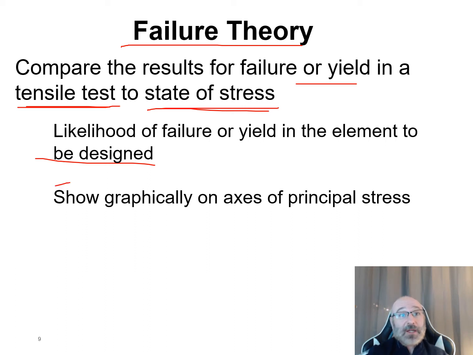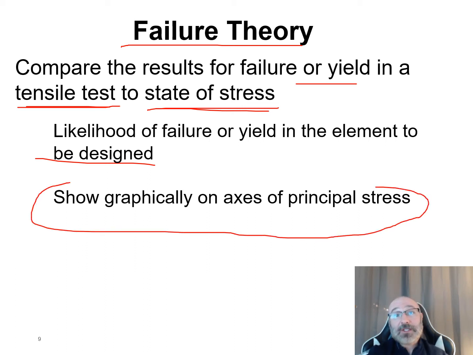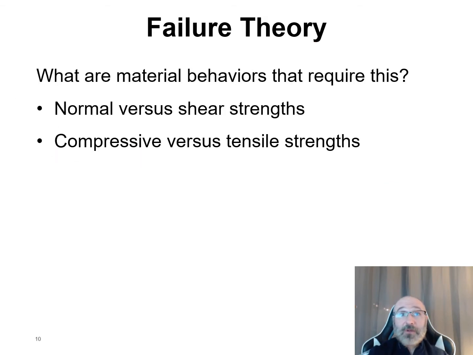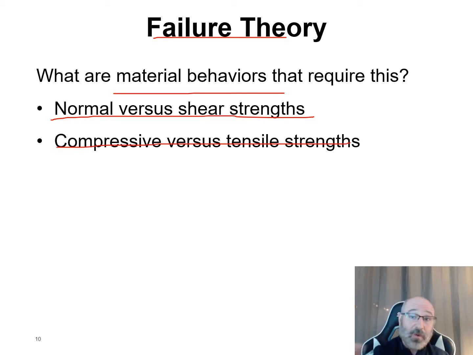Now we can go back and show this graphically on an axis of principal stress right here. And sometimes this is useful to get a visual of this to actually look and say, oh yes, we are within this, no we're not within this right there. So going back to material behaviors with failure theory, what material behaviors are going to require this? Well, we can take a look at normal versus shear strength, and we can also take a look at compressive versus tensile strength. And as I mentioned, even with that core sample and our concrete decks, sometimes we want to look at both of those because you have both compression and tension going on.